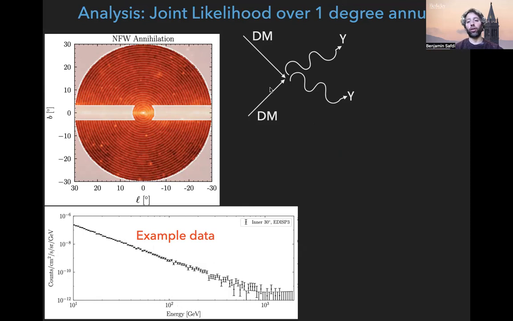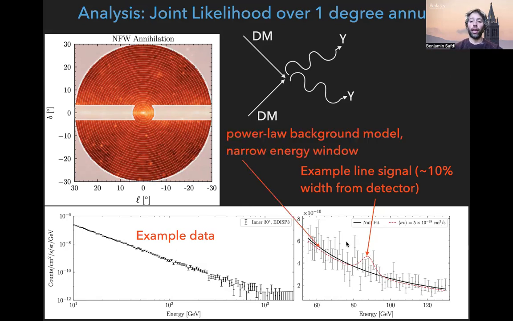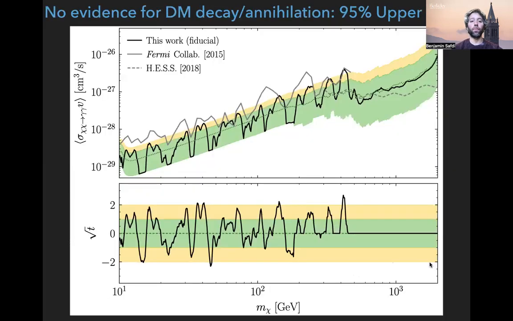Remember, we're looking for dark matter decay into gamma ray lines, which result in narrow spectral features. So we analyze the data in a narrow energy window around the energy of interest where the line would appear. In red here, you can see our line, which is broadened out by the detector energy resolution. And within this narrow window, we model the background using a power law background model, and we adjust this energy window depending on the location of the line.